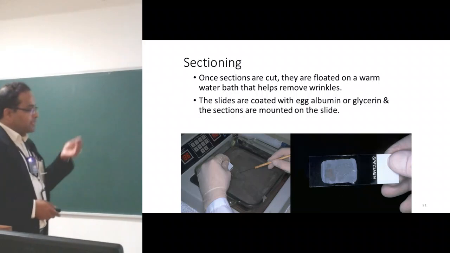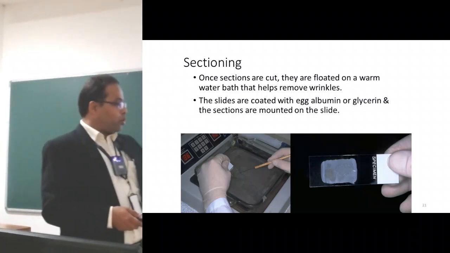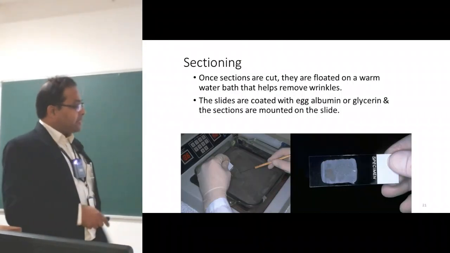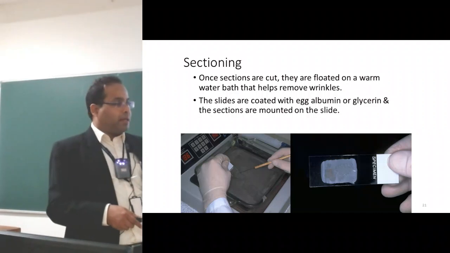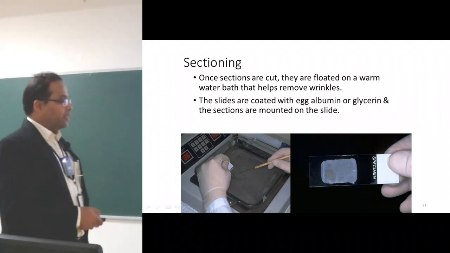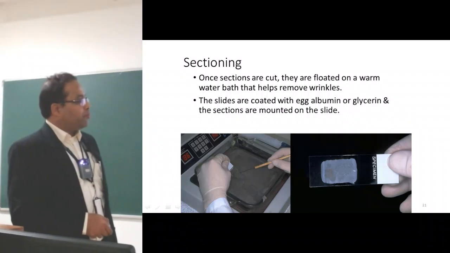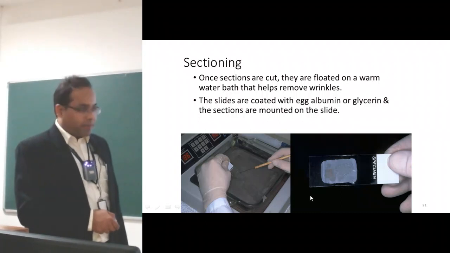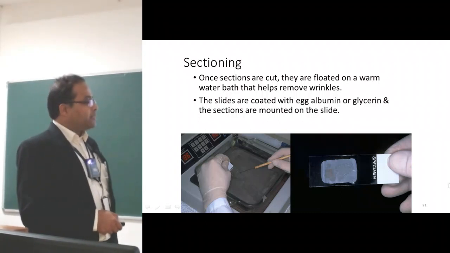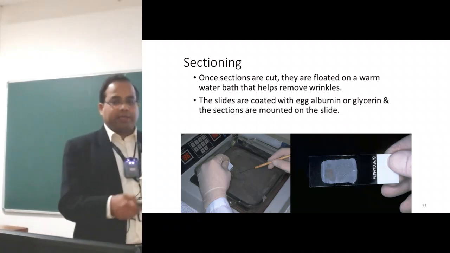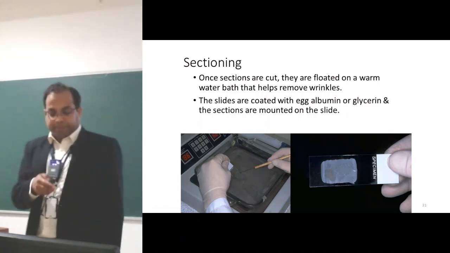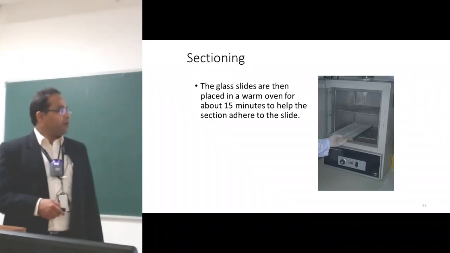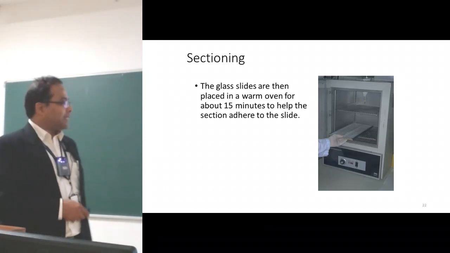Once the sections are cut, they are floated in the warm water bath, which is adjacent to it, and it is here. And these sections are then taken up by the glass slide, which is this one, which has been coated with egg albumin or glycerin, and the sections are mounted on the slides. These sections are 3 to 5 micrometers. They contain the tissue, and it has to be without wrinkles, because otherwise we would not be able to interpret them. Now the glass slides are then placed in a warm oven for about 15 minutes to help the section adhere to the slide.